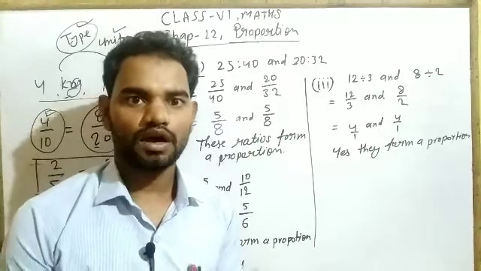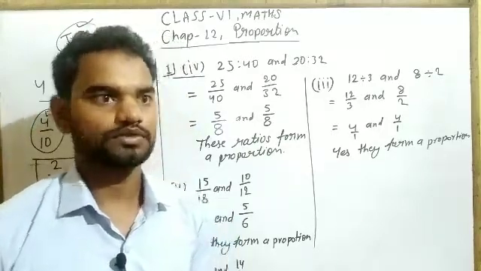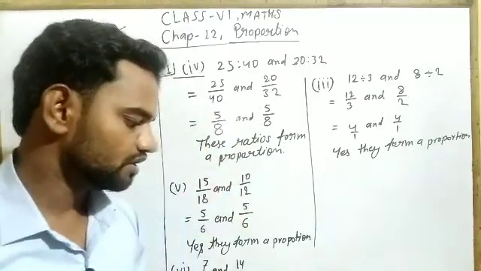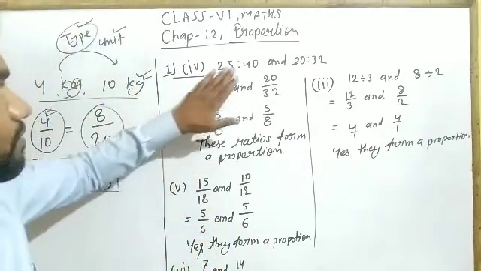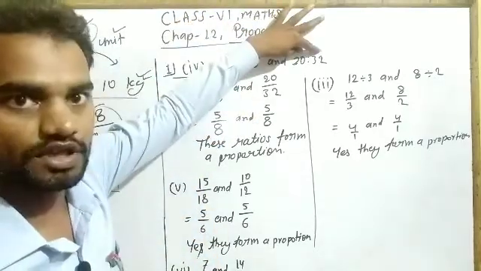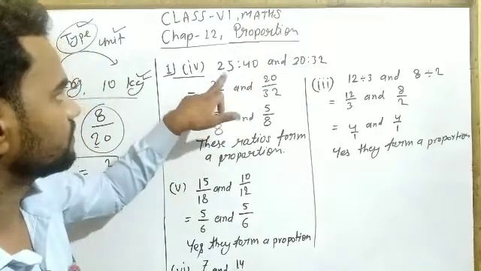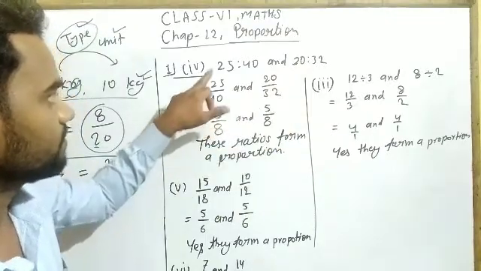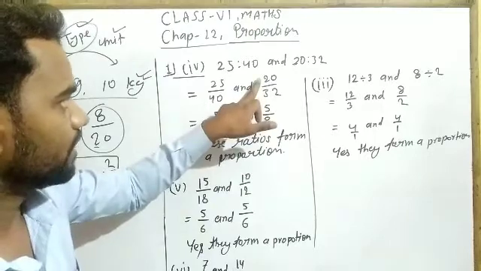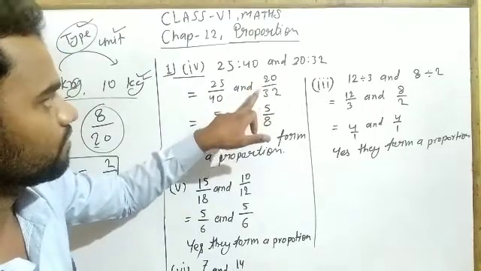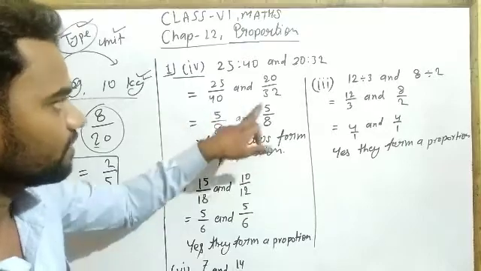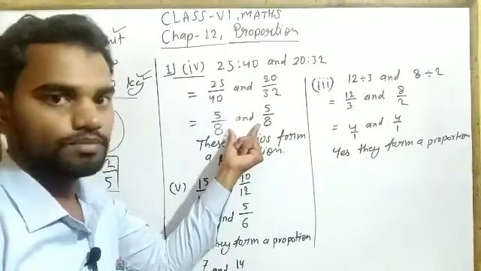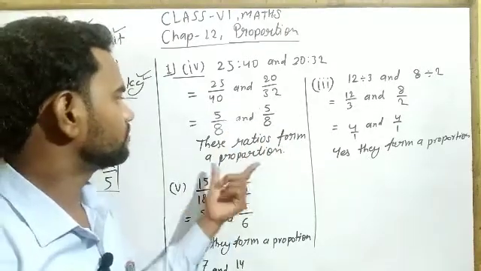We check whether the given ratios are in the form of proportion or not. Look at this question. In the first question: in each of the following cases, check whether or not the given ratios form the proportion. This is the first ratio and this is the second ratio. This is 25 upon 40 and 20 upon 32. It will be cancelled by 5: 5 fives are 25 and 5 eights are 40. Then 4 fives are 20 and 4 eights are 32. This is 5 upon 8 and 5 upon 8. So both the ratios are equal. It means they form a proportion.